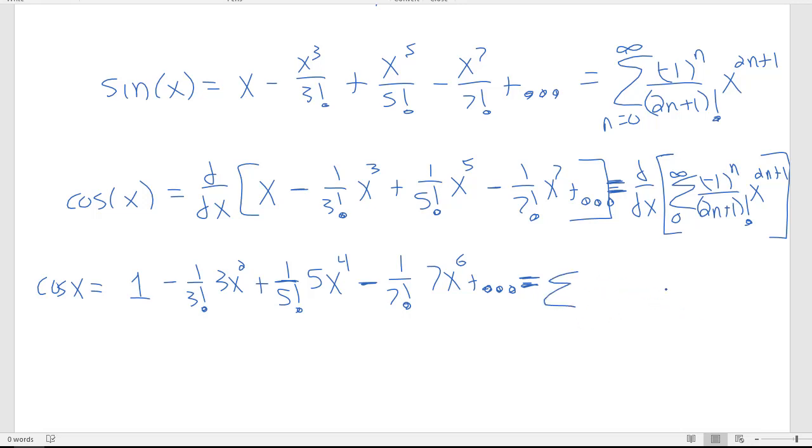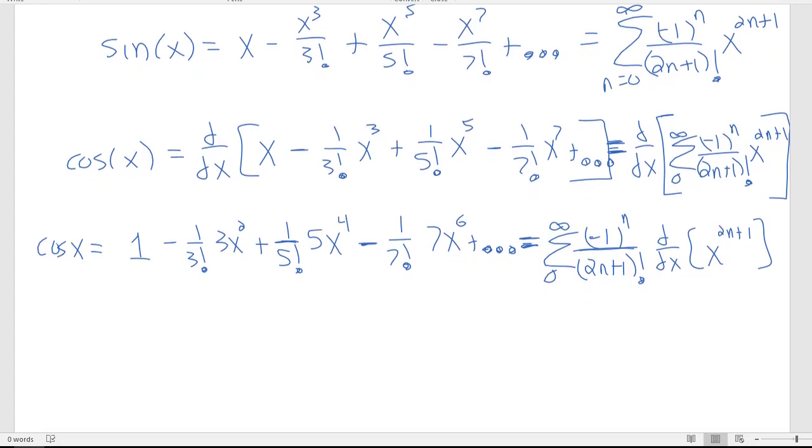Now I'm going to do one other simplification here. That negative 1 to the n over 2n plus 1 factorial is a constant. This is 1 over 3 factorial, 1 over 5 factorial. So that constant, negative 1 to the n over 2n plus 1 factorial, I'm pulling in front of the derivative operator. That's just a constant. And I'm taking the derivative of x to the 2n plus 1. So I'm going to write it that way for a moment and leave it there.